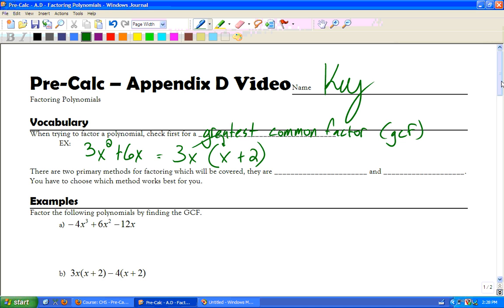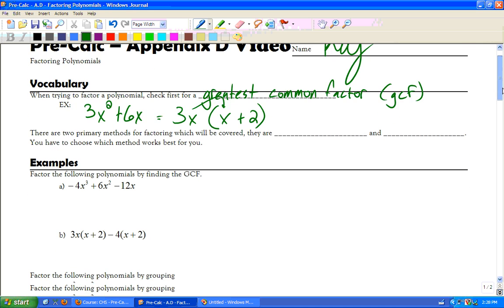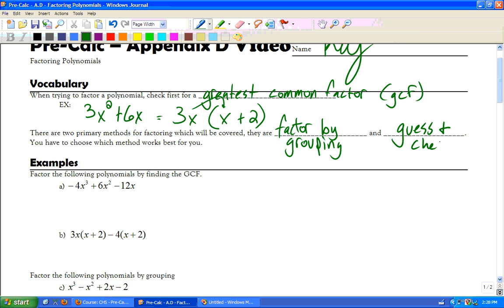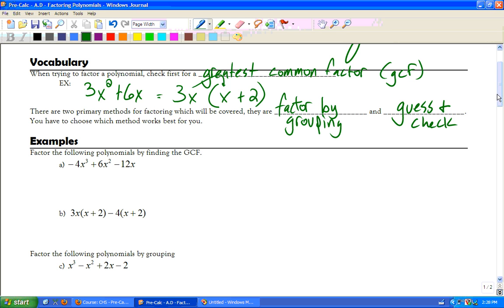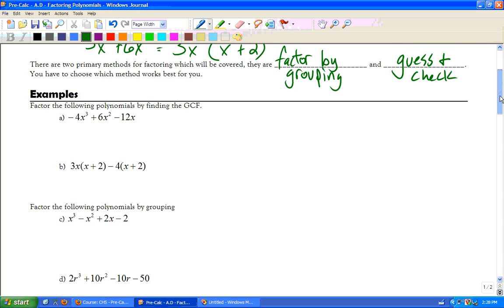There are two primary types of factoring methods which we're going to cover today. The first is factoring by grouping, and the second is factoring using guess and check. You're going to have to decide which method you like the best. We'll go over both types of methods, but once again, you're going to have to decide which one you like the most. Starting with some basic problems just by pulling out the greatest common factor.